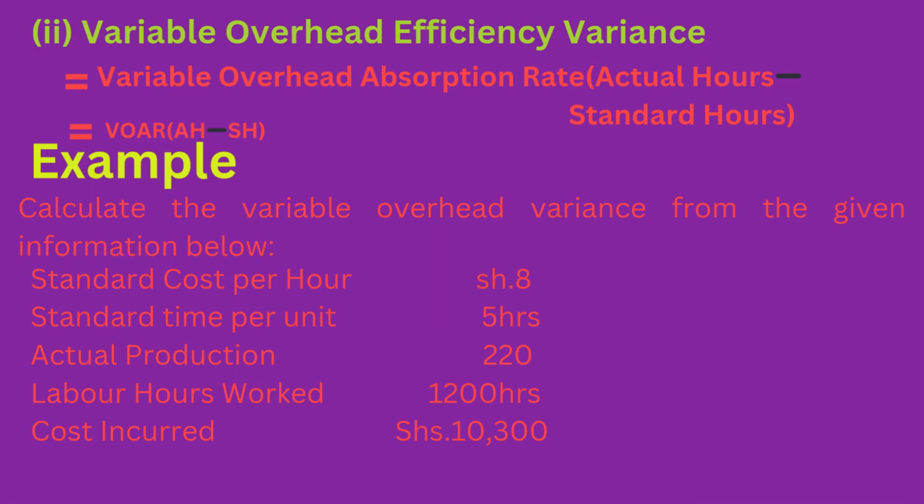Let's do an example. Our example requires us to calculate the variable overhead variance from the given information, which is standard cost per hour 8 shillings, standard time per unit 5 hours, actual production 220 units, labor hours worked 1,200 hours, and cost incurred 10,300 shillings.